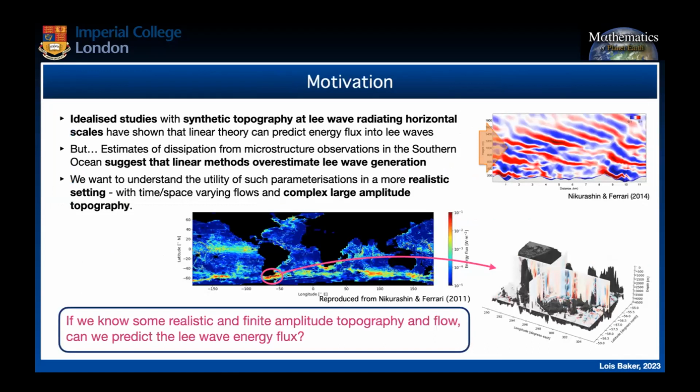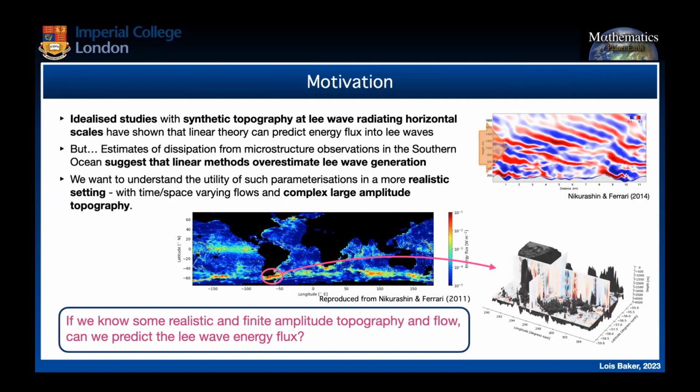So the motivation for this study is that we have idealized studies, so modeling studies with synthetic topography at just lee wave radiating horizontal scales that have shown that linear theory can predict the energy flux into lee waves, such as this study by Nakash and Ferrari in 2014. But estimates of dissipation from microstructure observations in the Southern Ocean, for example, suggest that linear methods do actually overestimate lee wave generation. So there's quite a bit of evidence for that. So what we want to do is understand how useful these parameterizations are in a more realistic setting. So when we have time and space varying flows, and in particular with complex large amplitude topography.